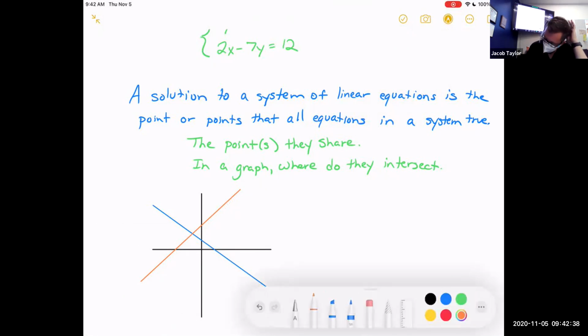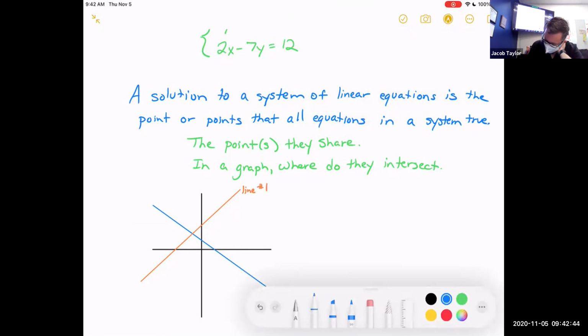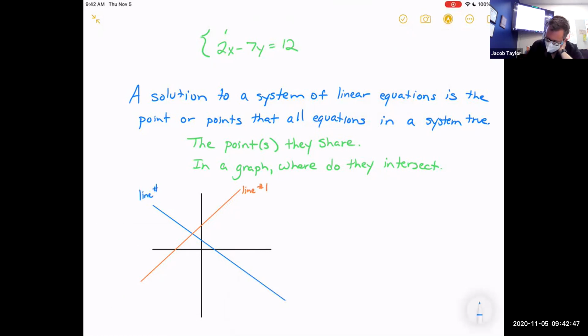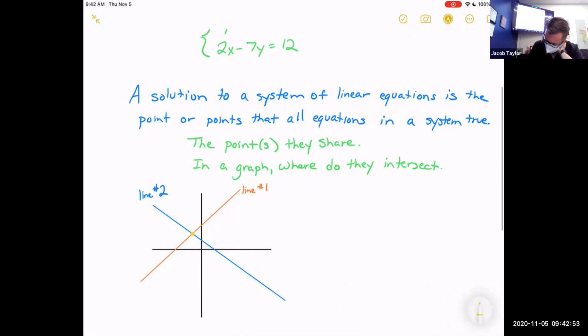So here's my system of equations. This is line number 1. This is line number 2. And the spot that they have in common, the spot where these two lines intersect, right there, that is the solution. The solution is the spot where the two lines intersect, or if you're just using equations, it is the x and y coordinate that the two equations have in common, meaning the x and y coordinate that is a solution for both equations.